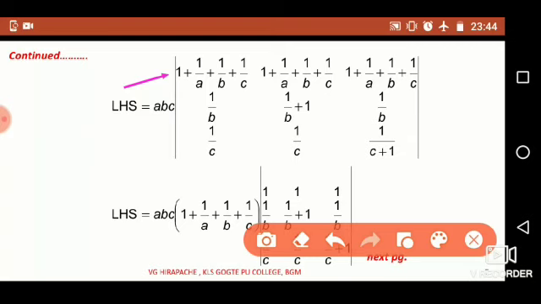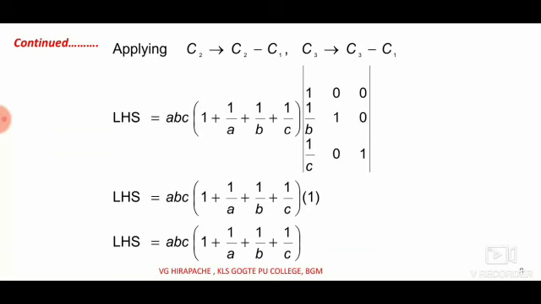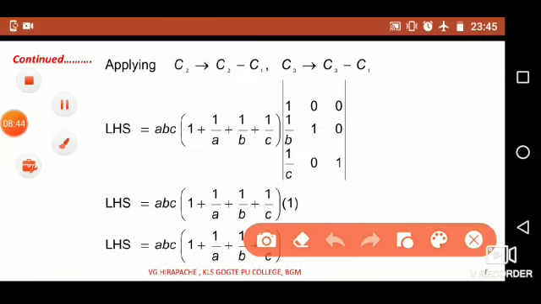Similarly, the third element. Again, by taking the common factor along the first row, abc into 1 plus 1 by a plus 1 by b plus 1 by c, we are left with the first row elements as 1, 1, 1. The remaining two rows remain as they are. Now let me apply operations to get the maximum zeros in the determinant. Therefore, the left hand side is equal to abc into 1 plus 1 by a plus 1 by b plus 1 by c as it is.